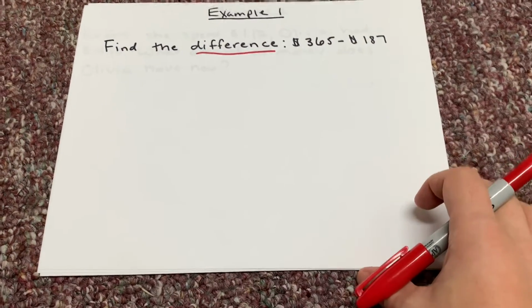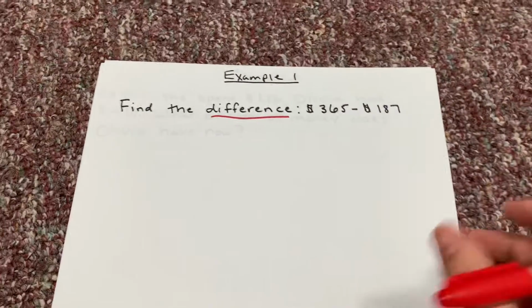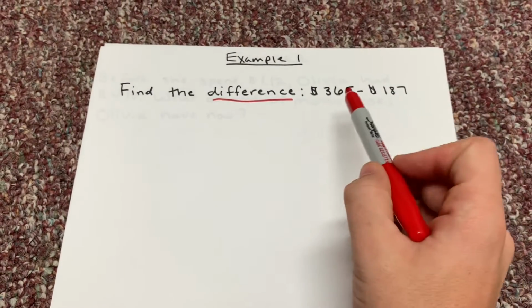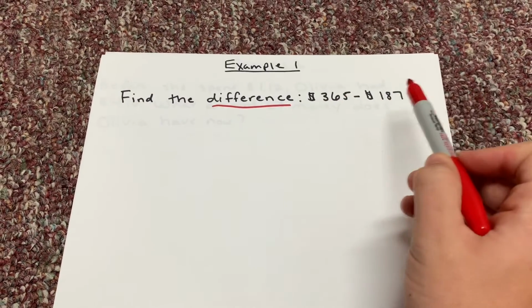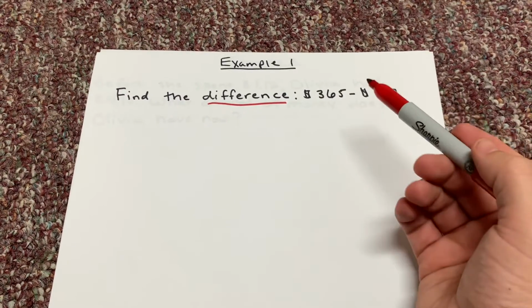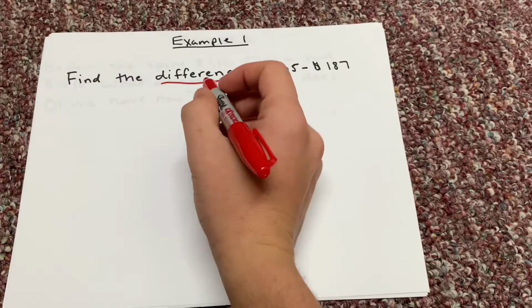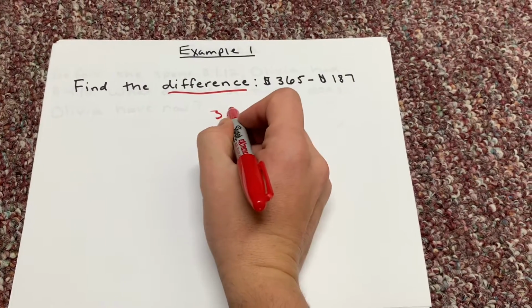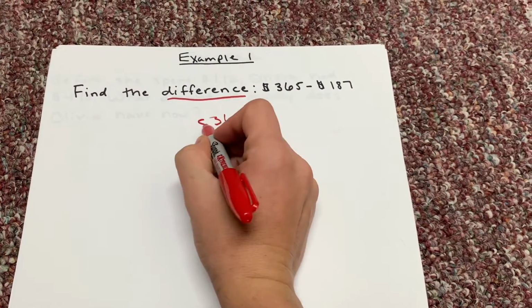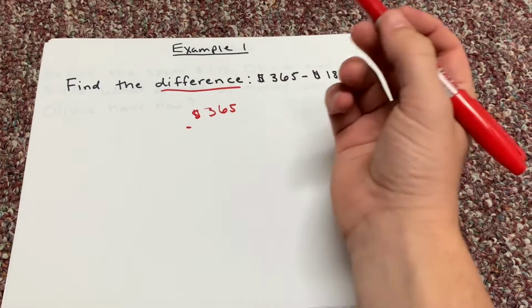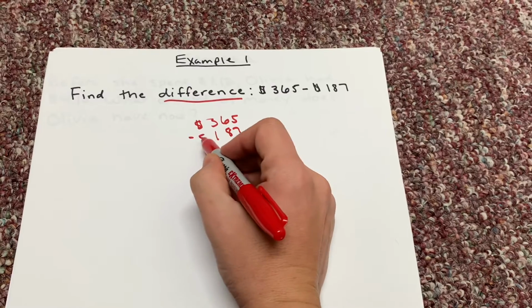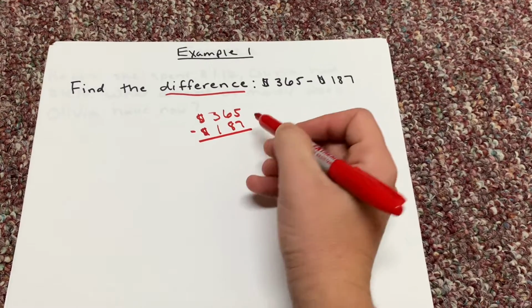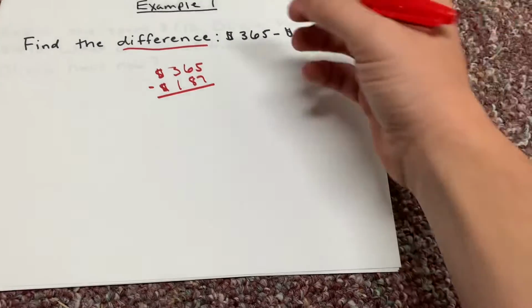So let's do the first example together. If you like solving it with your number sentence going horizontal, that's fine. Sometimes I like to go ahead and write it vertical too. So I'm going to rewrite it as $365 minus $187.